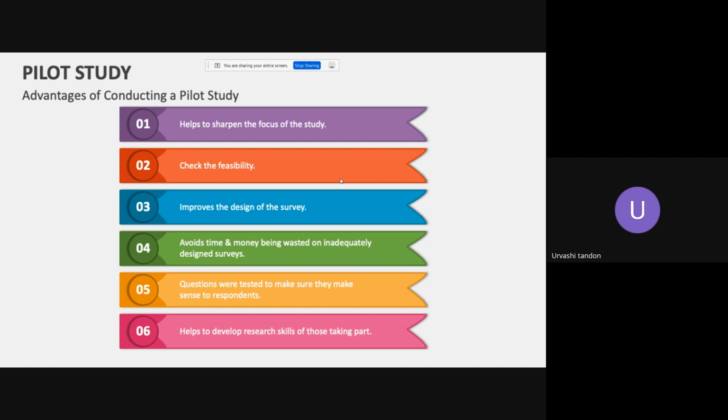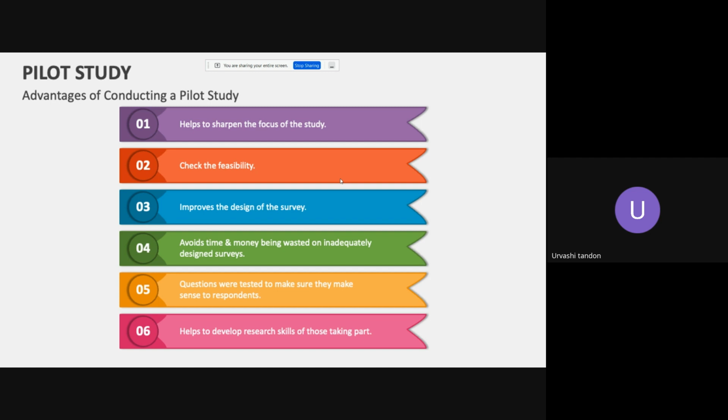It gives a direction to the study, whether the study is feasible or not, right? It checks the feasibility, because in a pilot study when you are getting some weird responses, when people are not filling up the form, when people are not responding properly, that means it's going to create a problem further also. So that way it helps us to check the feasibility. It improves the design of the survey also, right? Because suppose without conducting a pilot study, you started the actual study, then you have a number of responses, you have spent so much time and money on your survey, but then what happened?